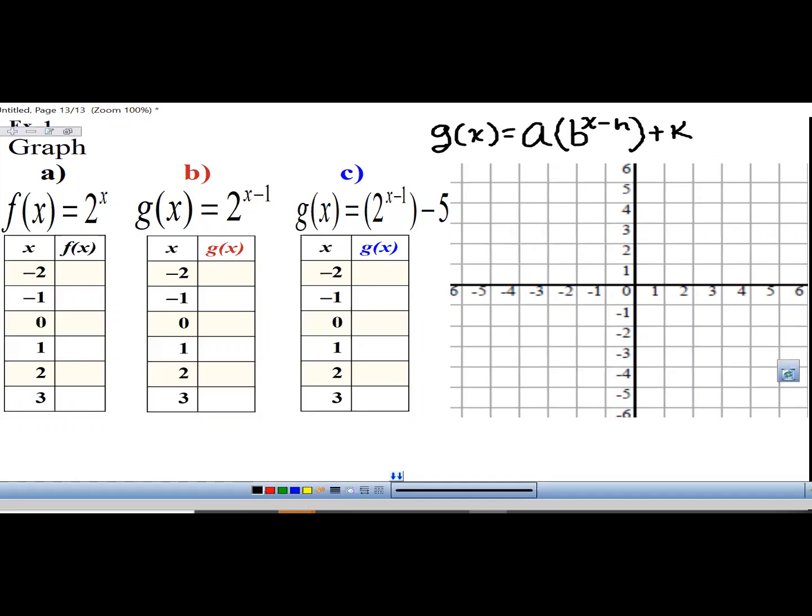So here we go. To get started, let's look at our parent function f of x equals 2 to the x power. You guys see that? We're working on this one. Okay. So let's look at it through the lens of our general form. Do we have a base here? Yes, Mr. Q, the base is 2, and that's our b.